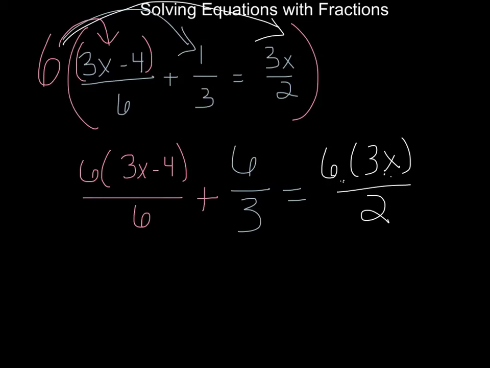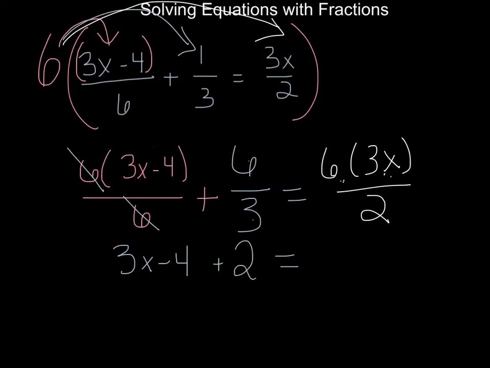So now, going back to this first term, I need to take my 6 and distribute it amongst all the terms here. Or, some of you might see right away, if I have 6 times 3x minus 4 and then I'm dividing that by 6, the 6's cancel out. So what I'm left with is 3x minus 4. Okay, plus this term, 6 divided by 3 is 2.